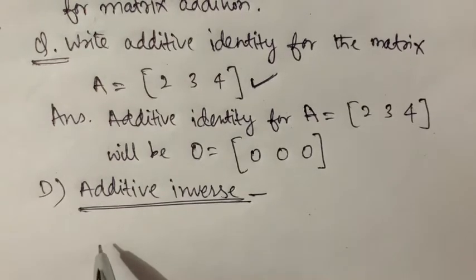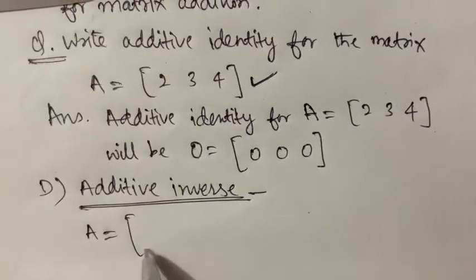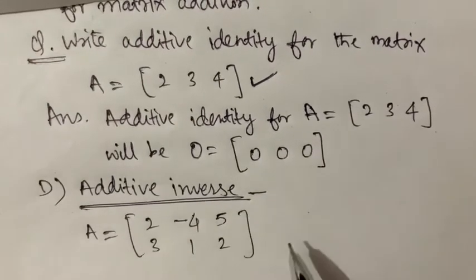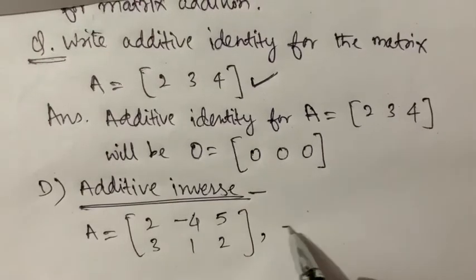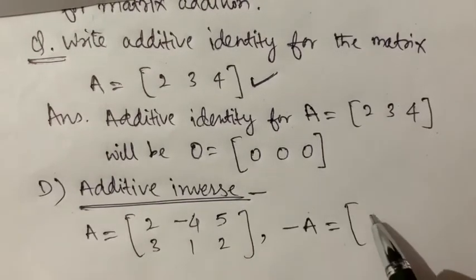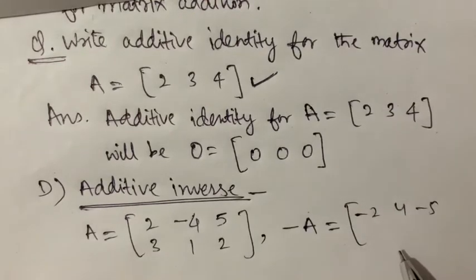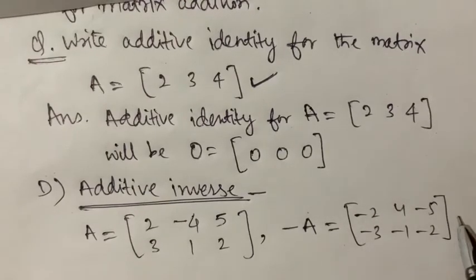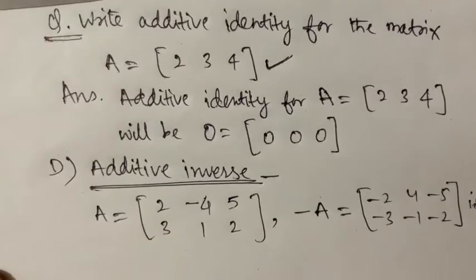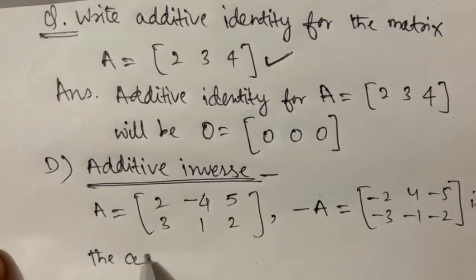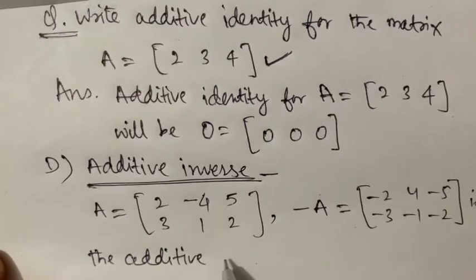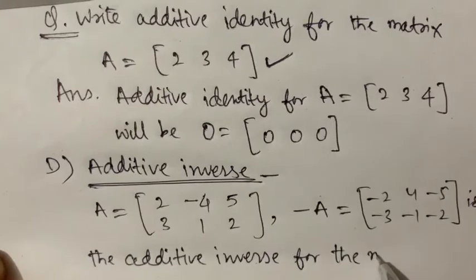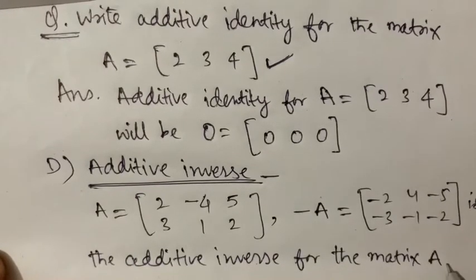So additive inverse will be, for example, if we have a matrix A with rows 2, -4, 5 and 3, 1, 2, then the additive inverse will be -A, equal to -2, 4, -5 and -3, -1, -2. This is the additive inverse for the matrix A.